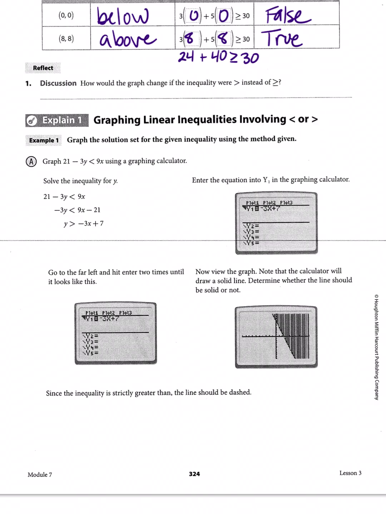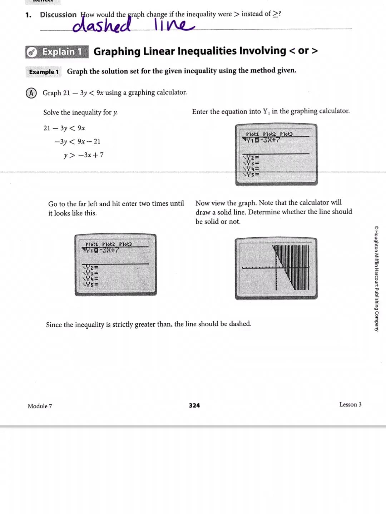How would the graph change if the inequality were greater than instead of greater than or equal? Just like when we were graphing on a number line, if we had a point without the equal to symbol on it, we would use an open circle. So on these graphs, we would use what's called a dashed line. It's like the open circle version. We're going to use a dashed line instead of a solid line.